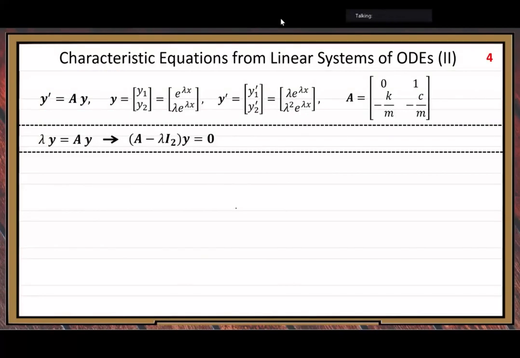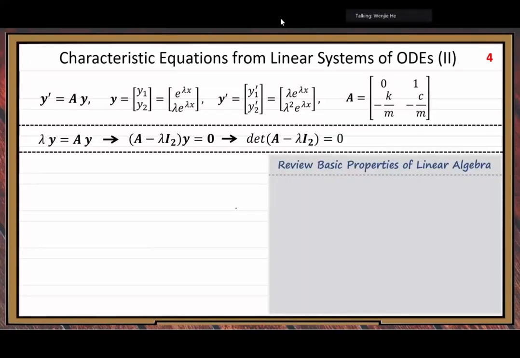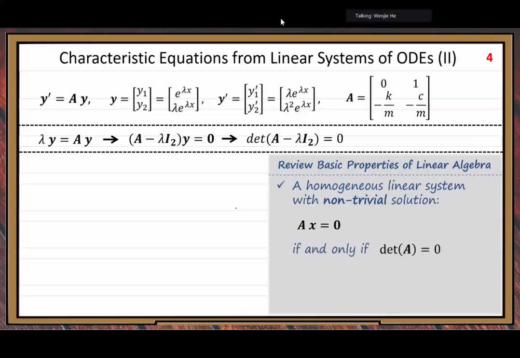Let's calculate that determinant. Determinant equals 0. A homogeneous linear system with a non-trivial solution. Here I put the result we just used. Square matrix A. This A matrix must be a square matrix. A times x vector equals 0, if and only if.